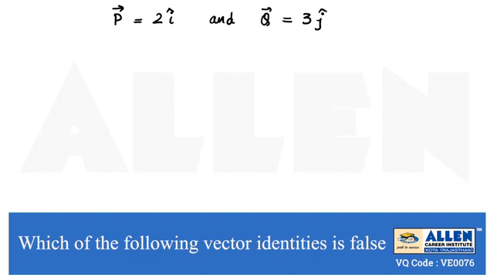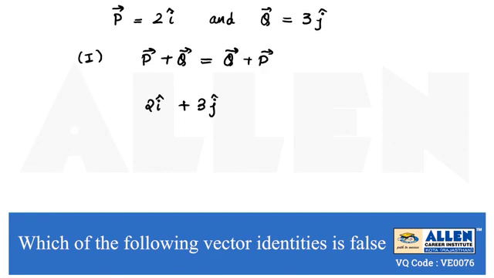Now, the first statement we will check whether it is true or false. In the first statement it is given p vector plus q vector is equal to q vector plus p vector. So we will verify it. P vector can be written as 2i cap plus q vector can be written as 3j cap. Now we will see whether it is equal to q vector plus p vector. Q vector is 3j cap plus 2i cap, means this statement is true because 2i plus 3j is equal to 3j plus 2i.